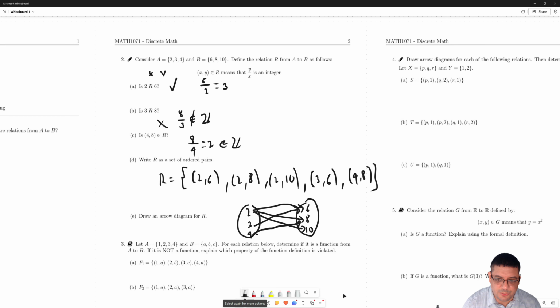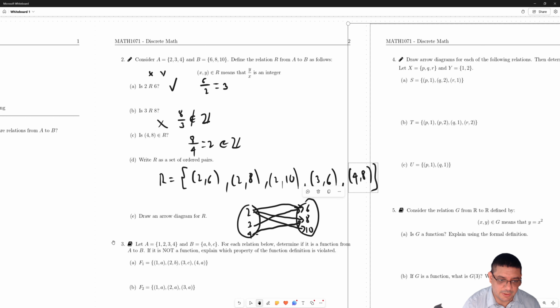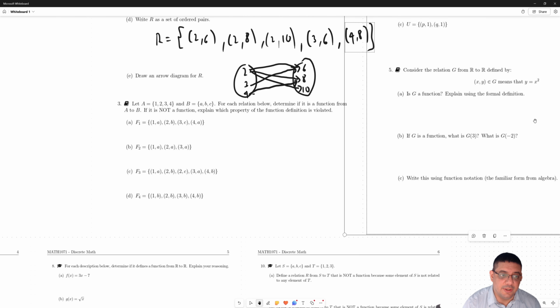Now, question number 3 talks about a different thing. It talks about functions. Remember, functions are a very specific kind of relationship. They have very specific conditions. So given that the domain A is 1, 2, 3, 4, and B is a, b, c, let's determine if these are functions or explain why not.